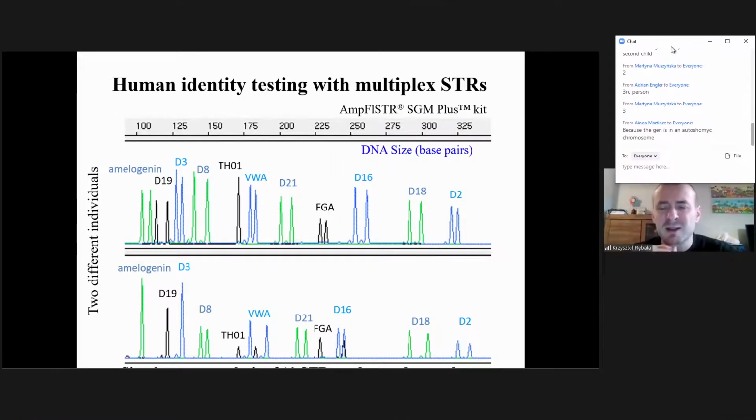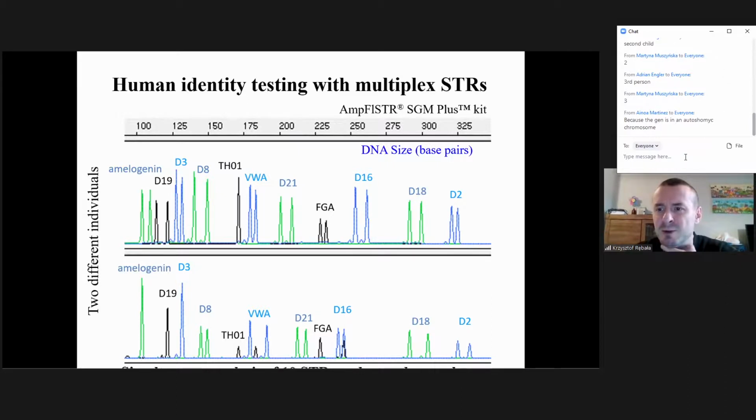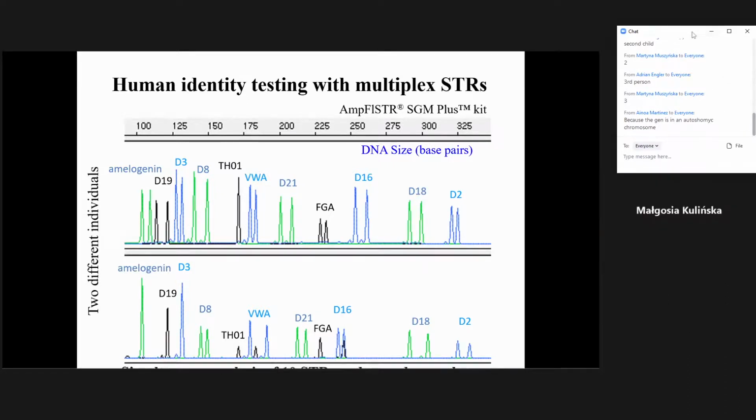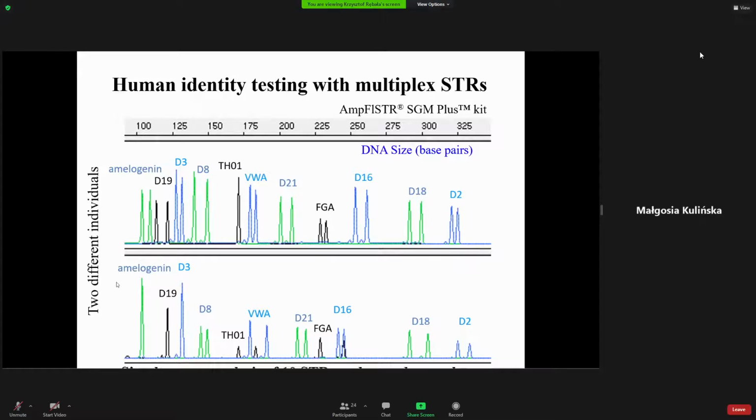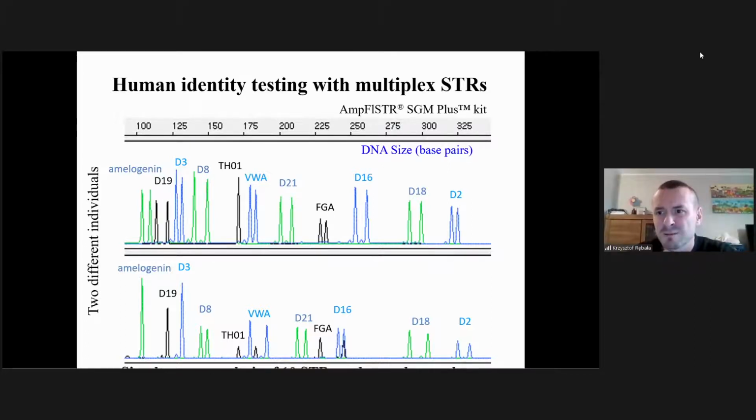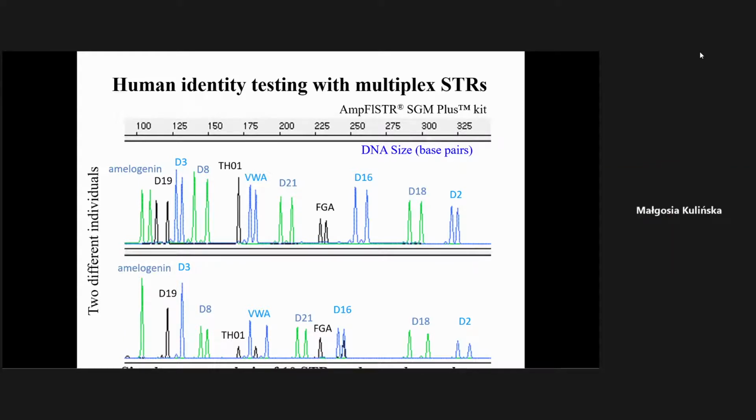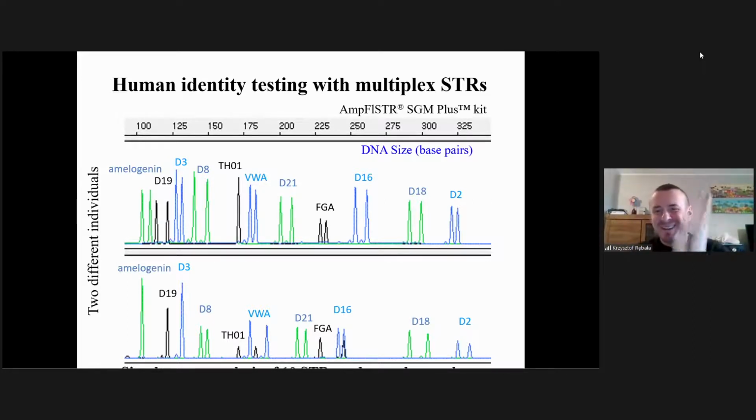Say it from the beginning. Please explain, because I'm sure that you are right. The lower one is a female because we can only see one peak, because the peaks from both X chromosomes cover each other. On the first one we see different peaks because one comes from X and one comes from Y, and that's why they are different chromosomes. Great, you are fully right.